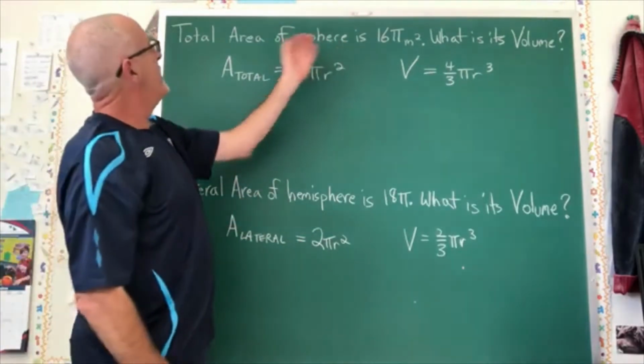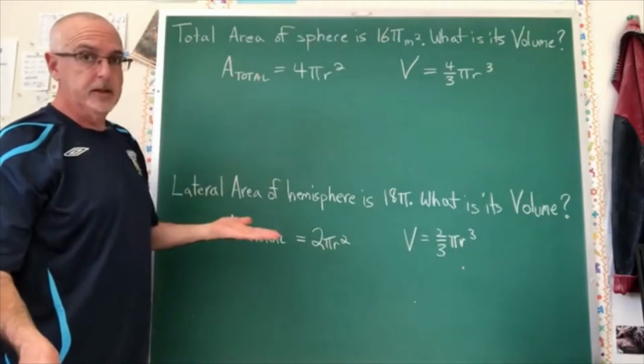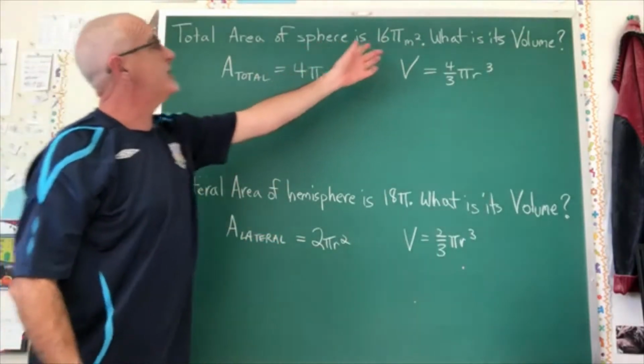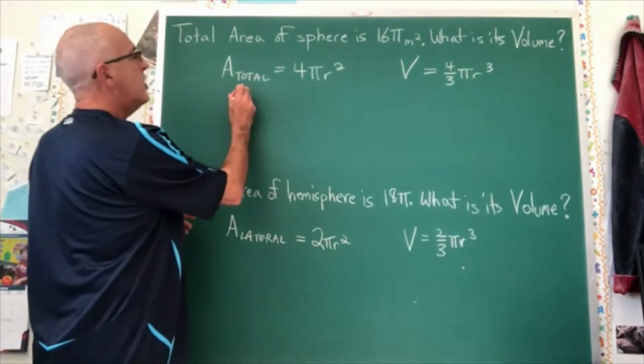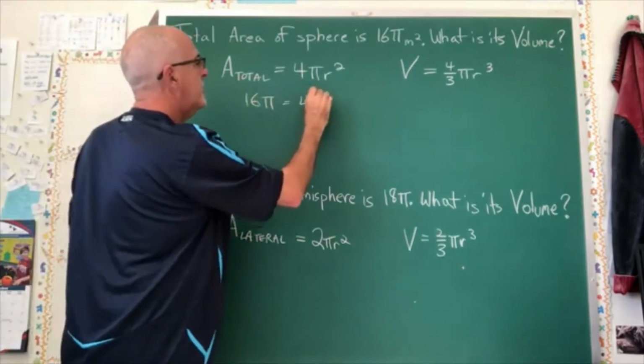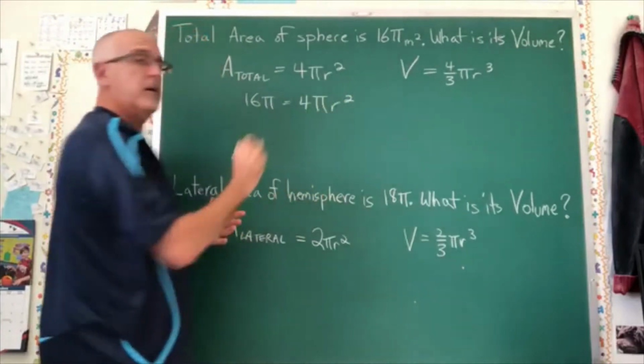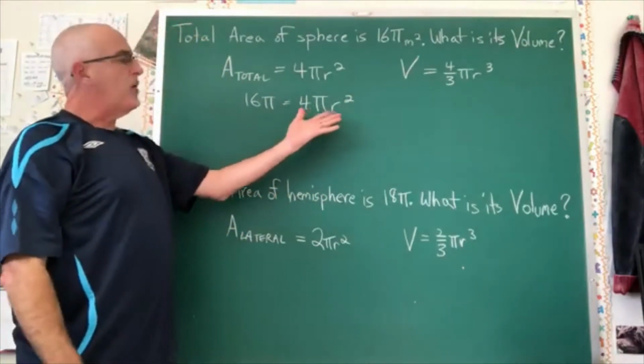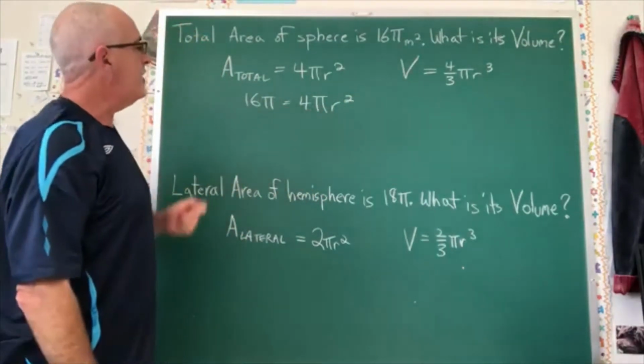We know that the total area, which is equal to the lateral area, of this sphere is 16 pi meters squared. So I'm replacing the A with 16 pi. I need to find the r. And I'm going to be able to do this because now r is the only variable in the equation.